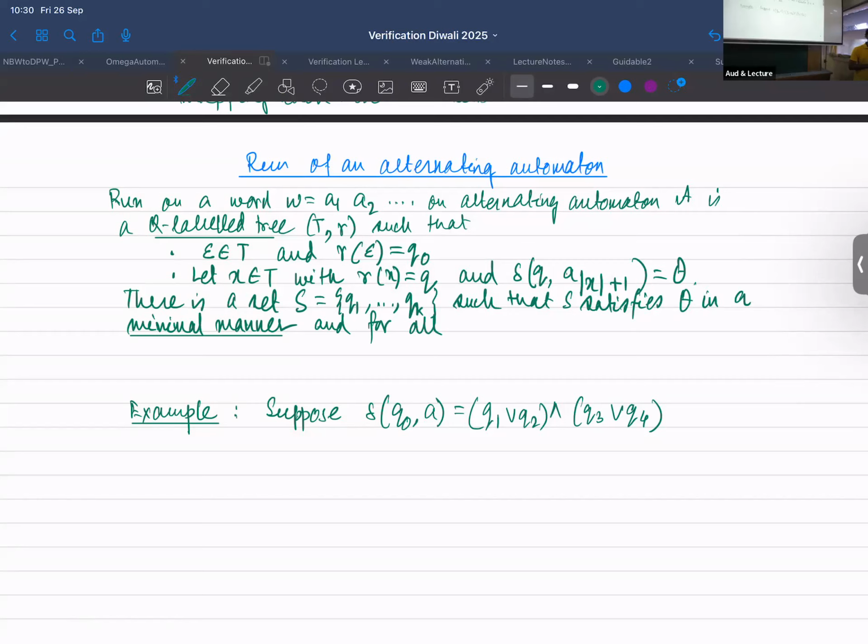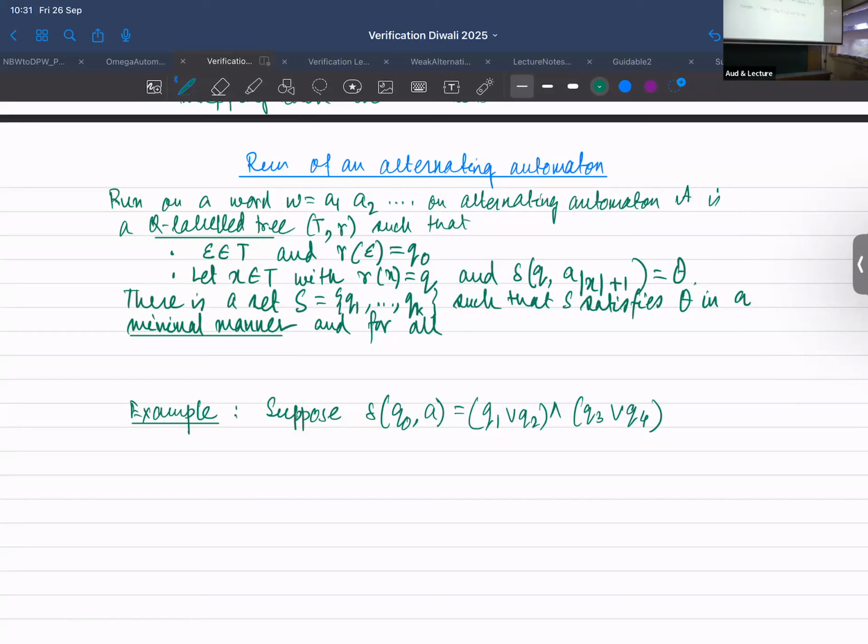Like in the sense we will have those neighbors. So you are satisfying them in the minimal manner. That means they are in conjunction somewhere, right? Q1 and Q2 up to QK, they are in conjunction. And if they are satisfied, the formula is satisfied.